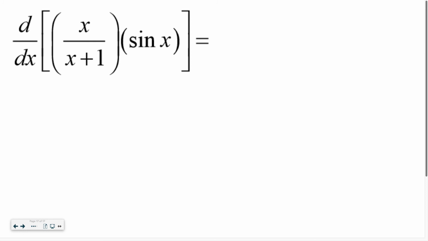Overall, what's happening? We have a product. Here's our first function times our second function. However, when we take the derivative of our first function, we're going to have to do it using the quotient rule. Okay, glad we see it.